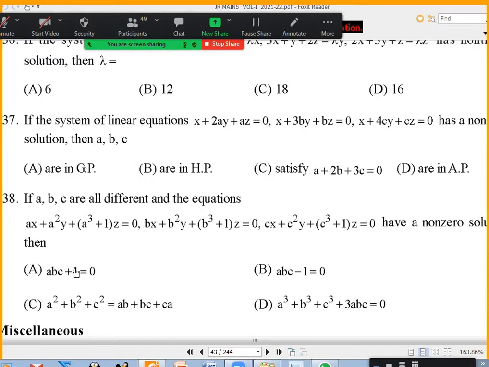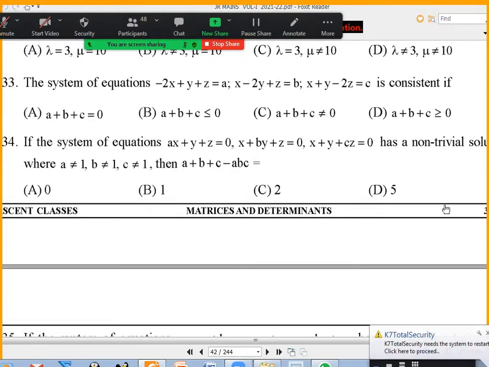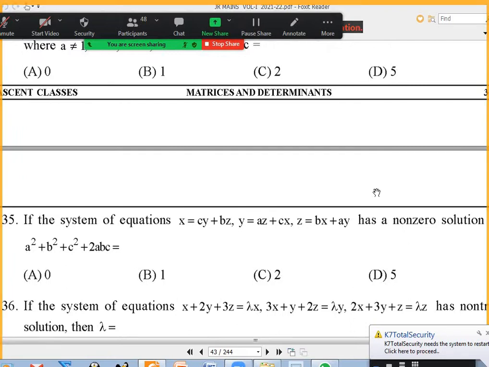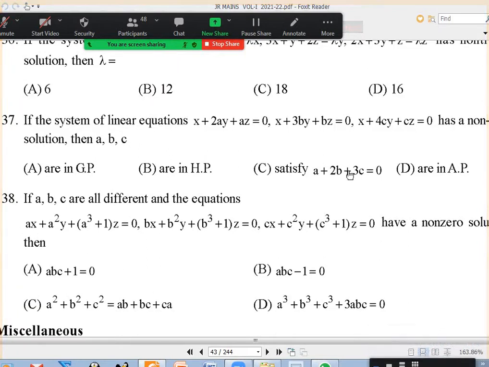So in this system of equations, in the beginning there are questions about when you have a unique solution, when you have an infinite solution, when you have no solution. Sir, later on, 138, sir, once you can scroll up. Yes, sir, that 138 question. That is also determinant equal to 0. After that, you split into two determinants.